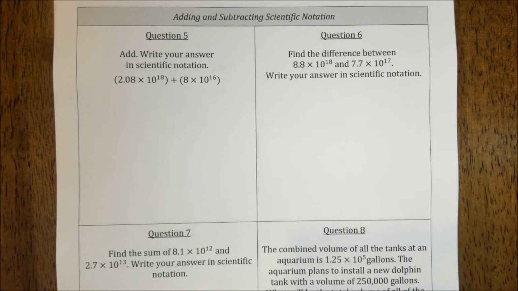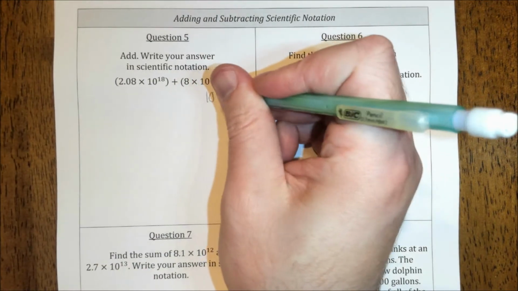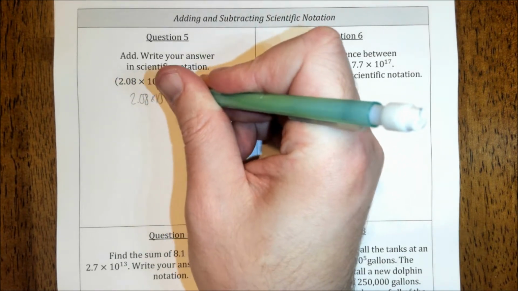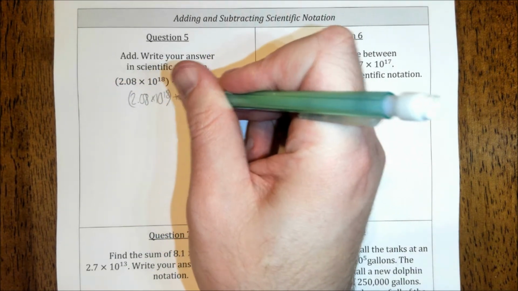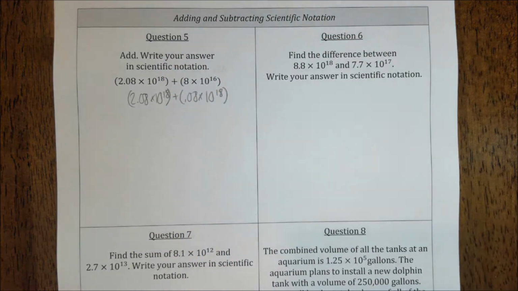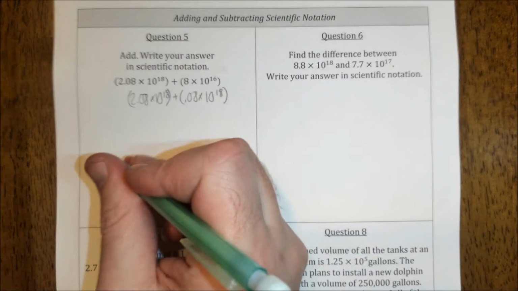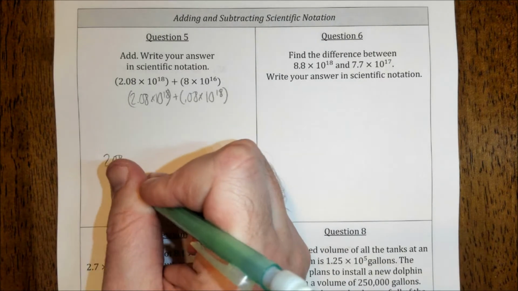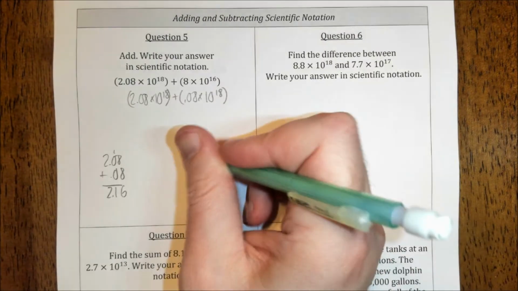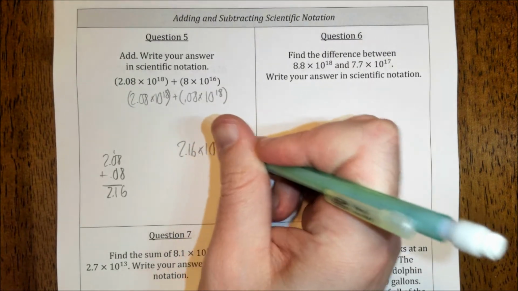Question 5 wants us to add. Let's change this to an 18 and this to be 0.08. The exponent got bigger. This number's decimal needs to move twice to make it smaller. Let's add 2.08 and 0.08 and get 2.16 times 10 to the 18.